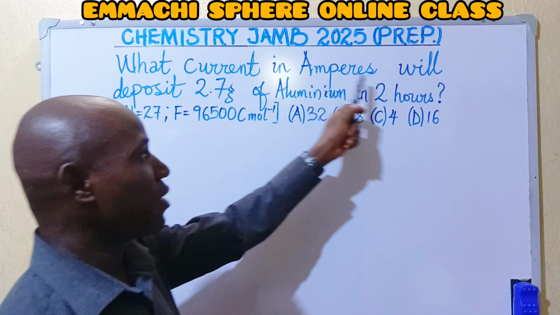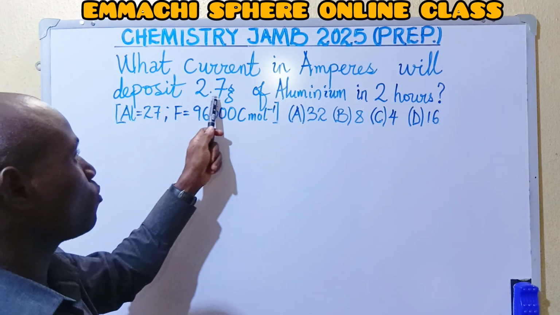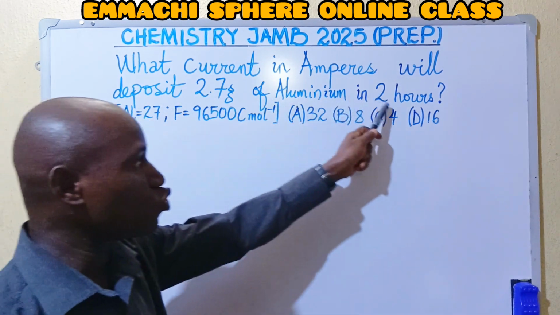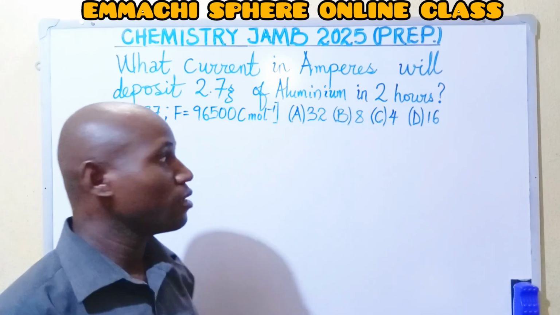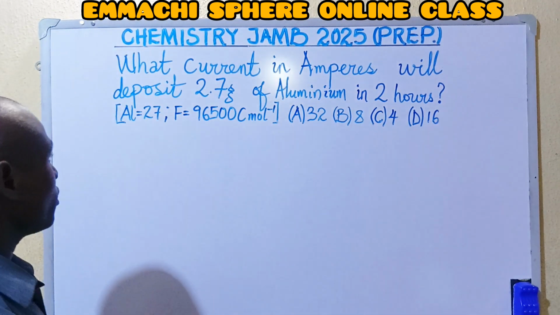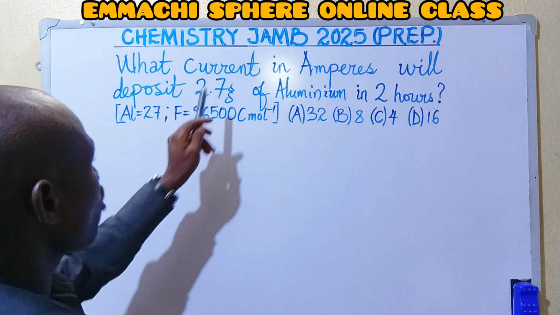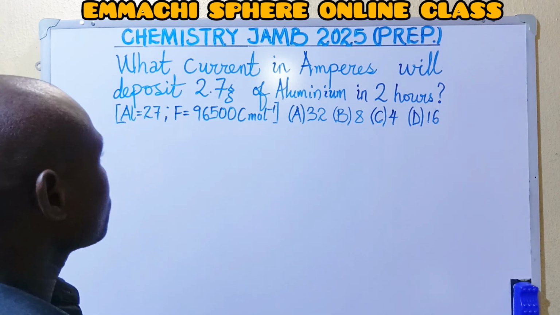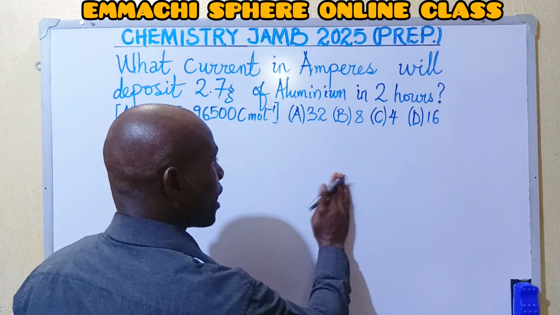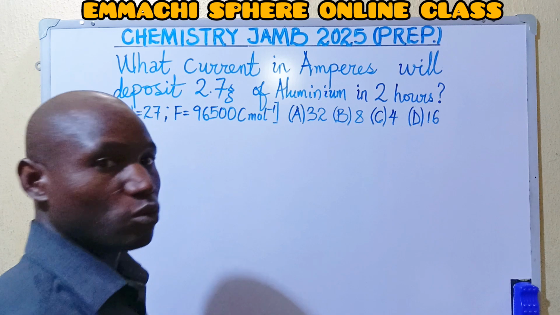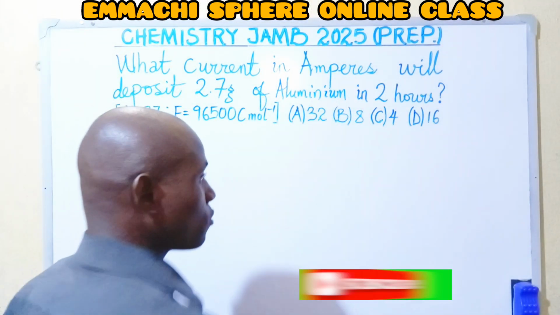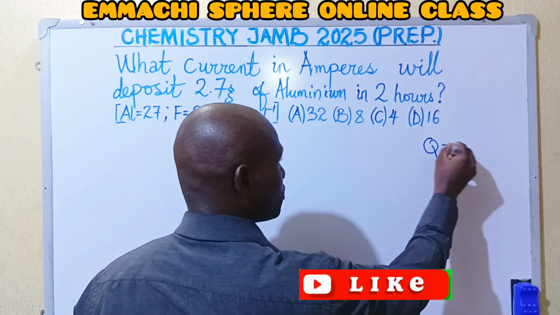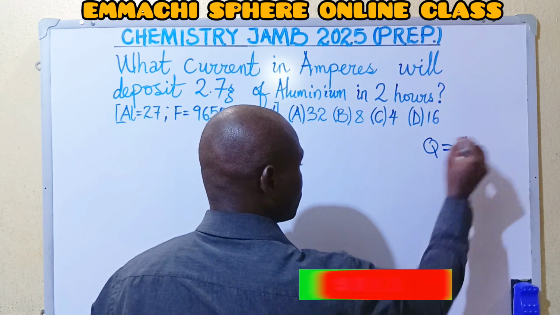Force current in amperes will deposit 2.7 grams of aluminium in 2 hours. After calculating, we identify the correct answer. Now, for us to calculate the current, we must first have in mind that according to the first law of electrolysis, that is Faraday's first law, Q is equal to IT.